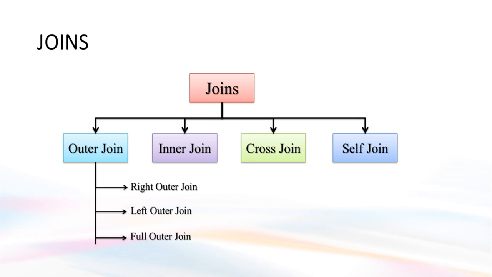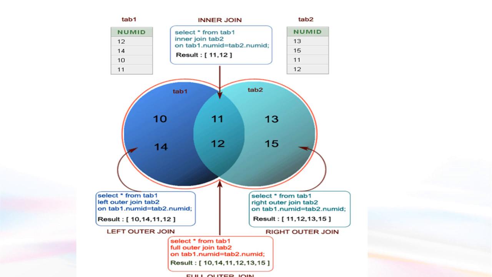Now let us see the data, and how to write left outer join, right outer join and full outer join. The condition is the same. First, let us see left outer join. Select star from table 1 left outer join table 2 on table 1 dot numid equal to table 2 dot numid. As I said, this will return the records which are present in table 1 and not there in table 2.